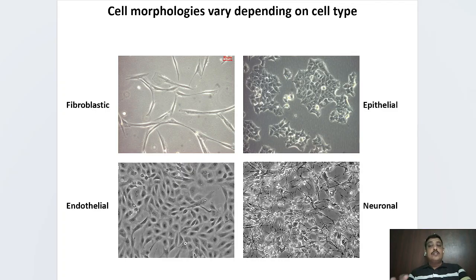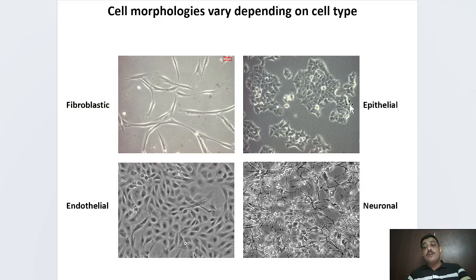Right. So this is how cell morphology will look, as you can see here. We have fibroblast cells, epithelial, endothelial, and also neuronal cells. If you look at the morphology of fibroblasts, you can see that it is elastic in nature. It looks like an elastic rubber band. So with the help of morphology, we are able to identify the cell types also.